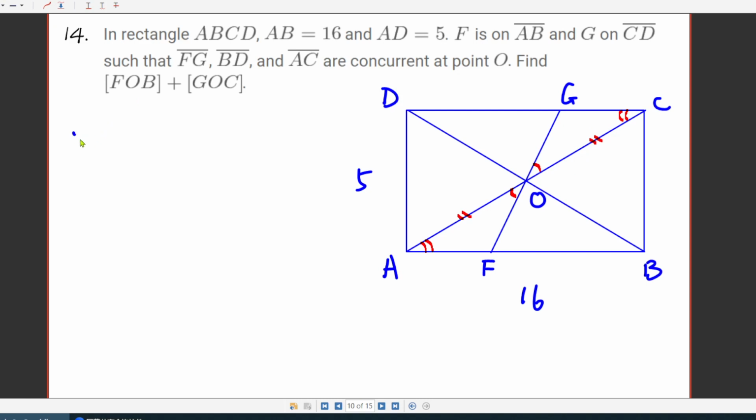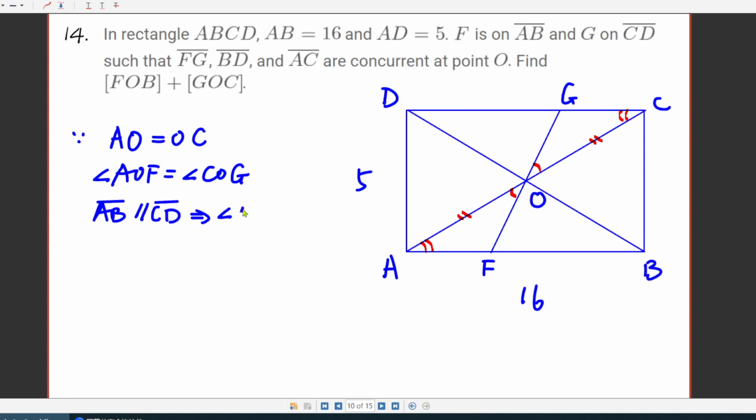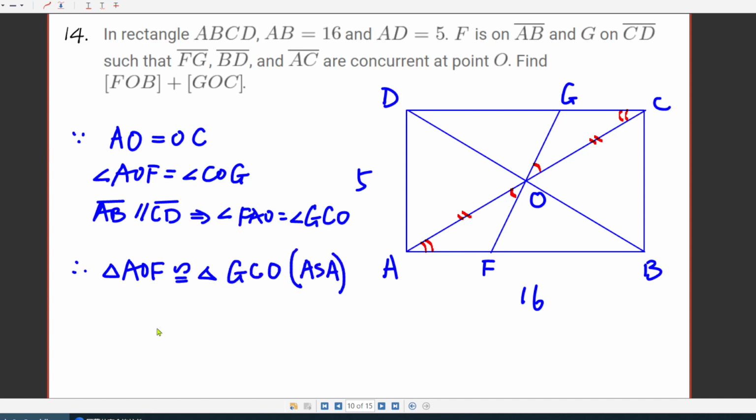So let's say because AO equals OC, angle AOF equals angle COG, and also AB is parallel to CD. This gives us angle FAO equals angle GCO. And then we have triangle AOF is congruent to triangle GCO by ASA congruence, right?